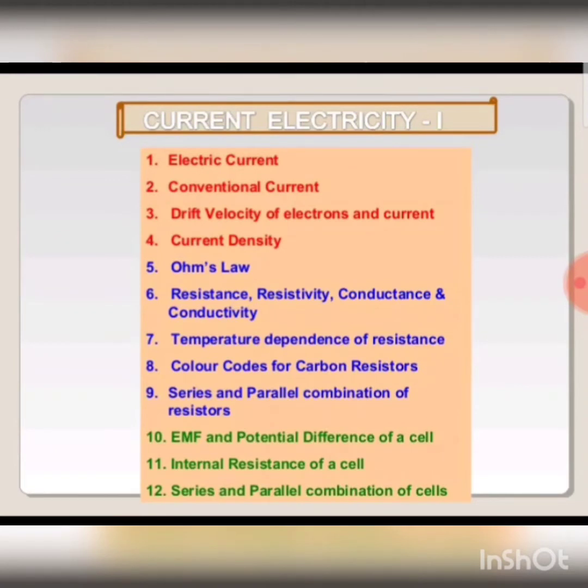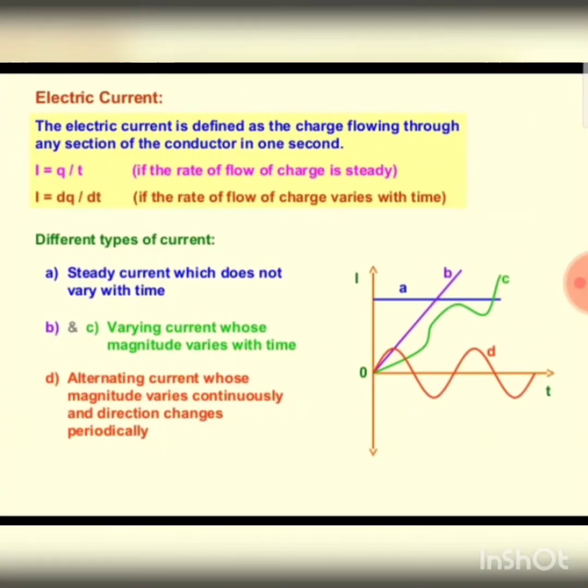Today, we are going to see the second lesson, current electricity. In this lesson, we are going to study the electric current, conventional current, drift velocity of electrons and current, current density, Ohm's law, resistance, resistivity, conductance and conductivity, temperature dependence of resistor, color codes for carbon resistors, series and parallel combination of resistors, EMF and potential difference of a cell, internal resistance of a cell, series and parallel combination of the cells. First of all, we are going to see the definition of an electric current.